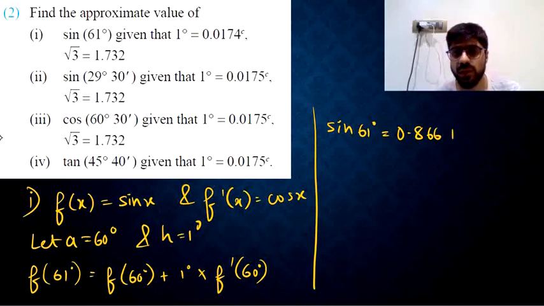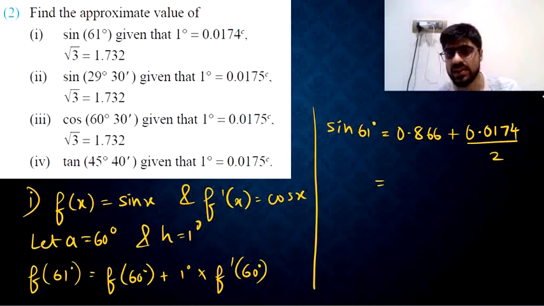To it, we are going to add 1 degree. But we can't use the value of 1 degree the way it is. We need to convert that to radians. And 1 degree is 0.0174 radians is what they have said, into f dash of 60. So f dash of 60, that will be cos 60, which is equal to half. So when we multiply that with half, it's basically this number divided by 2. It was 0.0174, 0.0174 is what they have given.